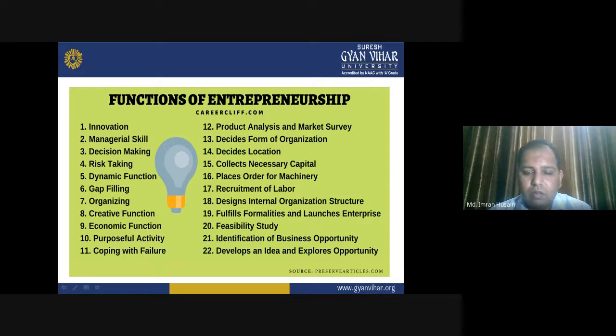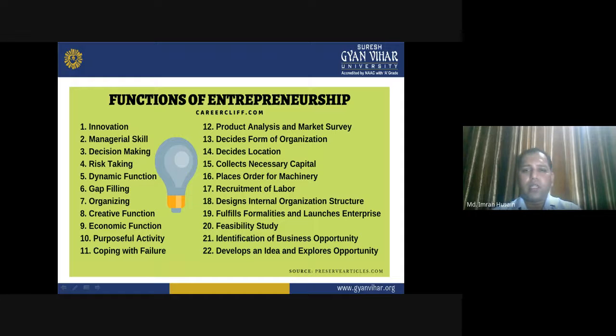managerial skills. Okay, they are constantly working to start new innovation and managing new things. Decision making, they should know when to take decisions. Risk taking, they understand the pros and cons significantly. Dynamic function, they are always full of energy. They are not like the individuals who give up easily. Gap filling, they understand the gap between the market and production and try to fill it. Organizing, they are very organized and very resourceful. Creative function, economic function, purposeful activity, coping with failure. If failure occurs, they take responsibility and start anew.